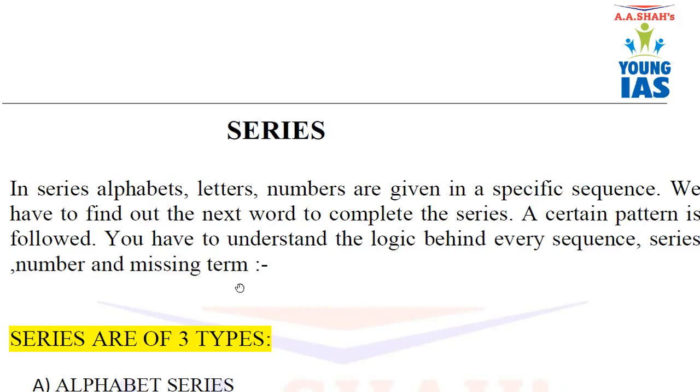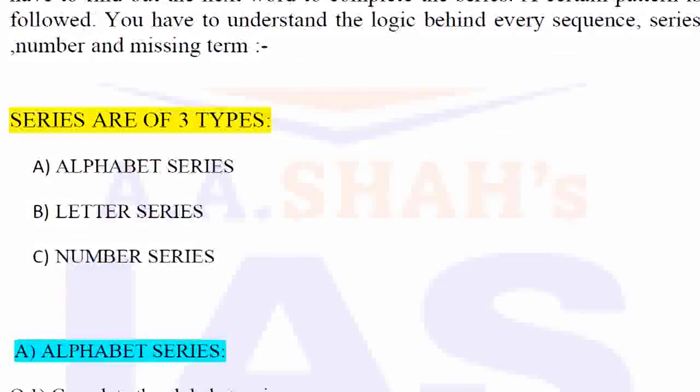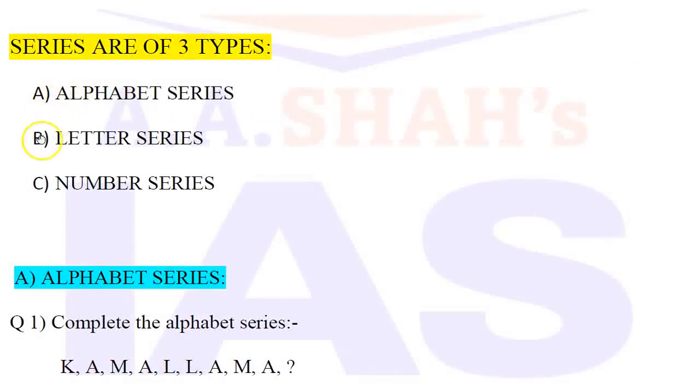Series is a sequential order of letters, numbers, or alphabets. In questions on series, a specified sequence of letters or numbers, or a combination of both, is given, where one term of the series is either missing at the end of the series or in between. So you are required to identify the pattern involved in the formation of the series and accordingly find the missing term to complete the series. These are the types of series: the alphabet series, letter series, and number series. In this video, we'll be covering all these three series in detail.